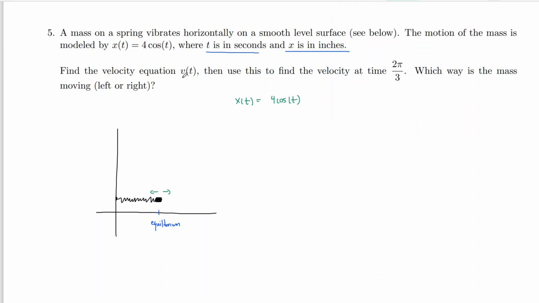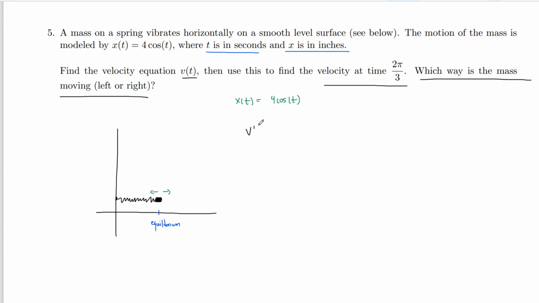We want to find the velocity. What does that mean? We want to do the derivative, then use this to find the velocity at time 2 pi over 3. And then the last question related to that is, which way is the mass moving? So is it going to be moving left or right at that time? We'll be able to interpret that after we get the velocity and everything.